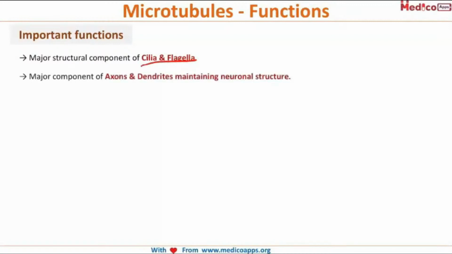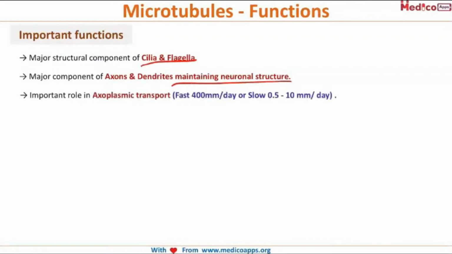They also form a major component of axons and dendrites, thus maintaining the neuronal structure. Here, the microtubules are very important for a concept called axonal transport. We will understand what axonal transport is. They have an important role in axoplasmic transport. Before we understand that, just see that there are two types based on speed. It can be fast, where it moves about 400 millimeters per day, or slow, where it moves only about 0.5 to 10 millimeters per day.